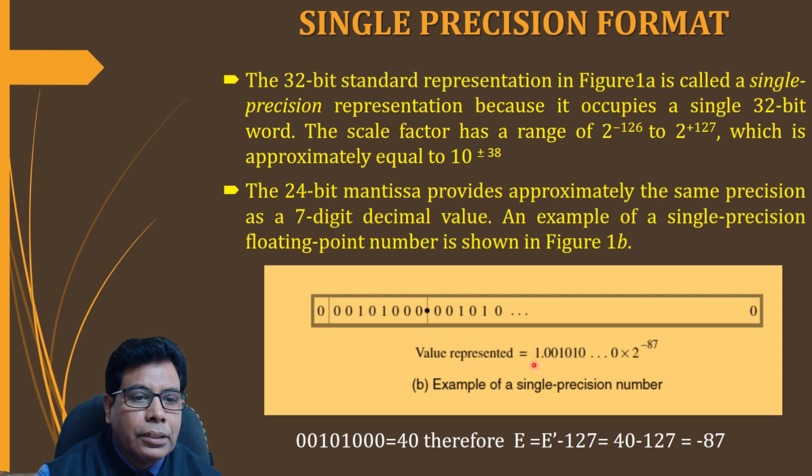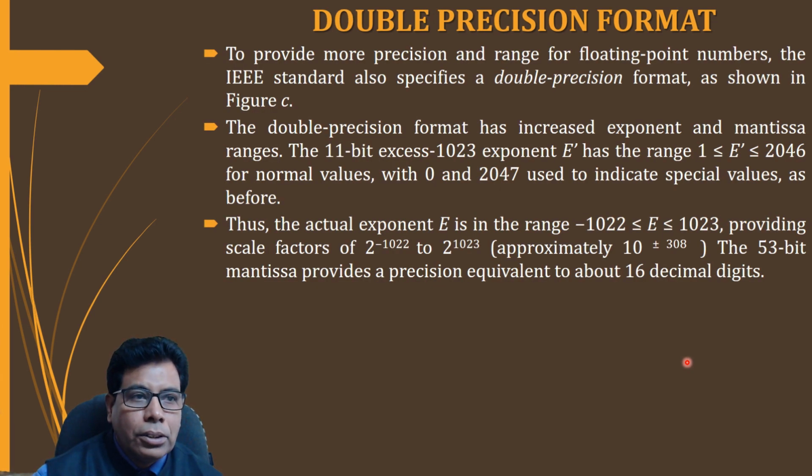value represented is 1.001010. So this is the fractional part. It has got two zeros and then 1010 and so on. So in this way we can represent with the single precision format. Then let us see the double precision format.